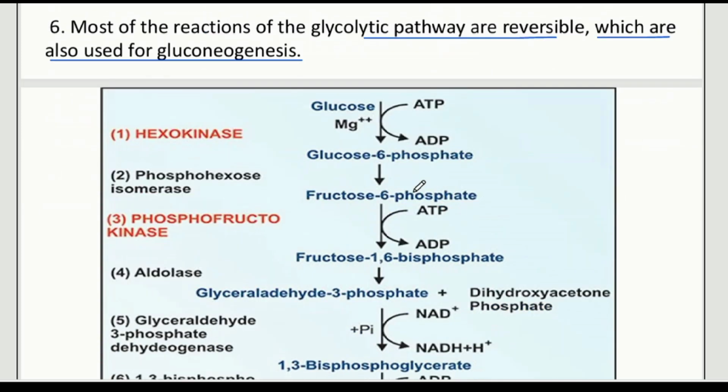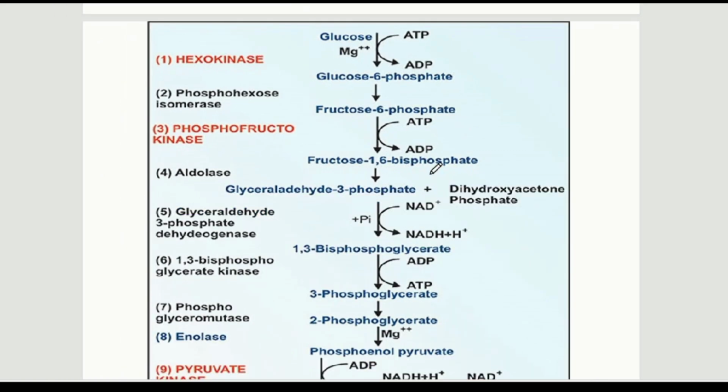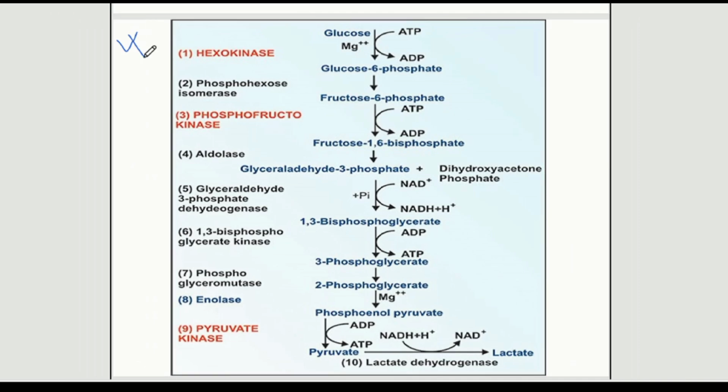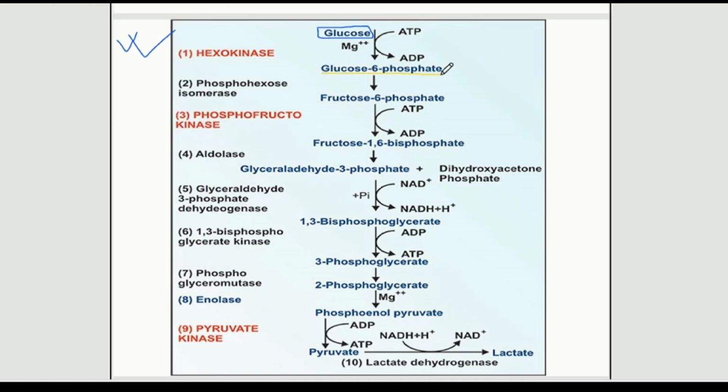Now we are directly moving into the steps of glycolysis. So these are the steps of glycolysis. This you have to remember. So what is our source? That is glucose. Glucose is converted into glucose 6-phosphate with the help of ATP and magnesium, and the enzyme is hexokinase. This step is irreversible.